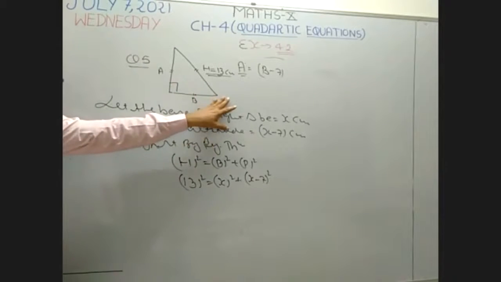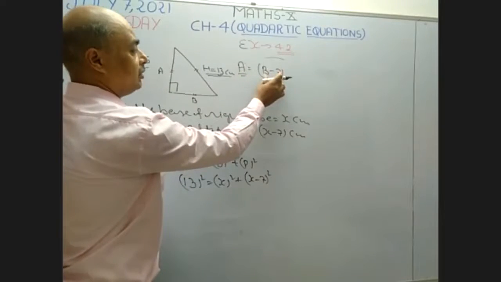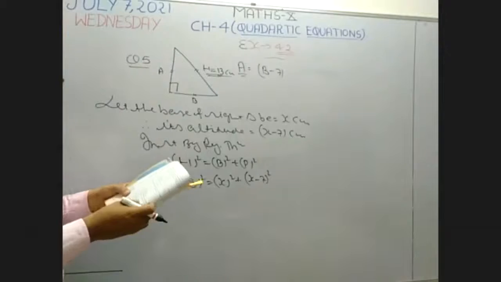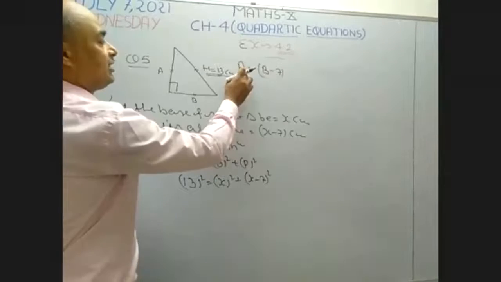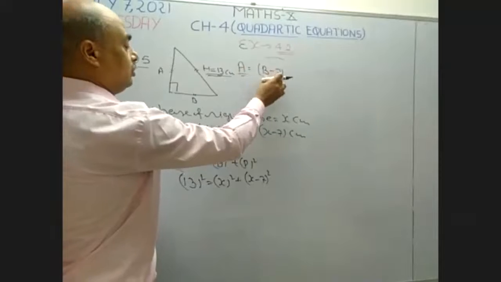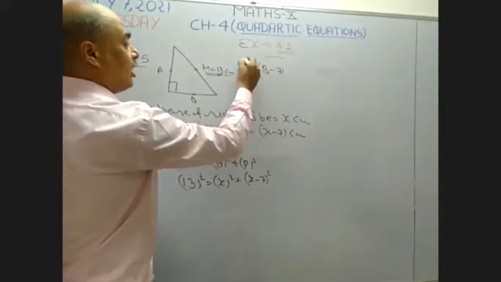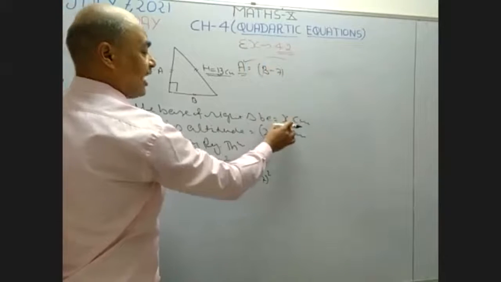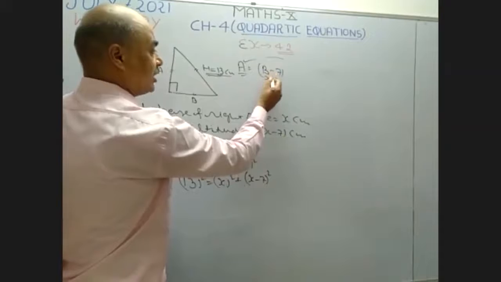I want to repeat this question again. In this question, altitude is given. Read the statement first. What is given? The altitude of the right triangle is 7 centimeter less than its base. It means altitude is 7 centimeter less than its base. So base minus 7 equals altitude. I suppose its base x, so altitude becomes x minus 7. So I write here x minus 7.